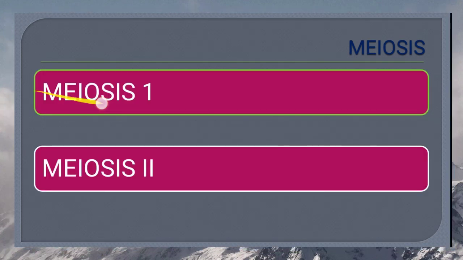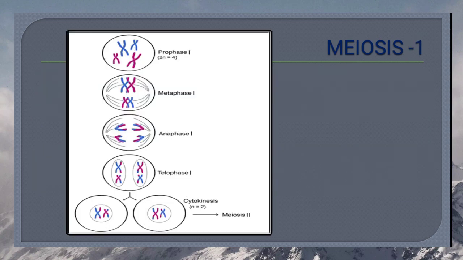Next about meiosis. Meiosis takes place in two stages, meiosis 1 and meiosis 2. First about meiosis 1. Meiosis 1 has the following stages: prophase 1, metaphase 1, anaphase 1, telophase and then cytokinesis.